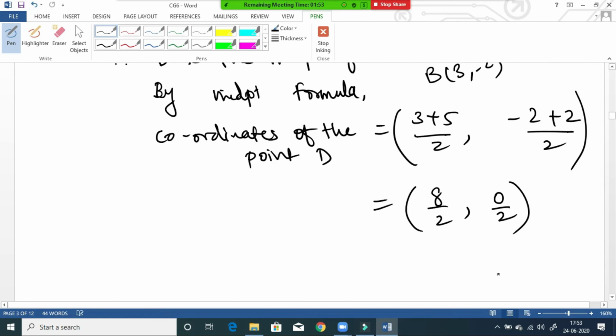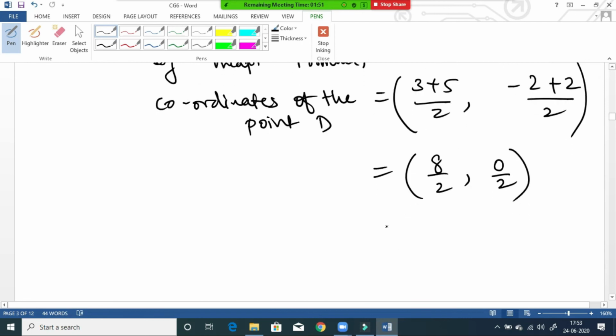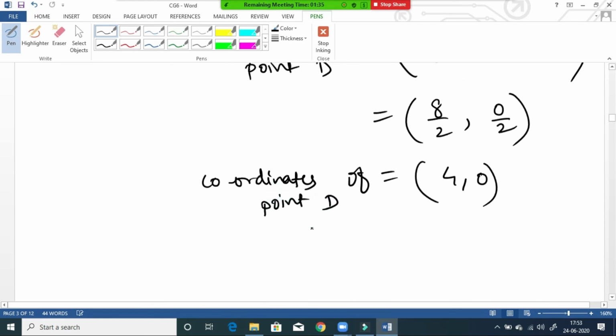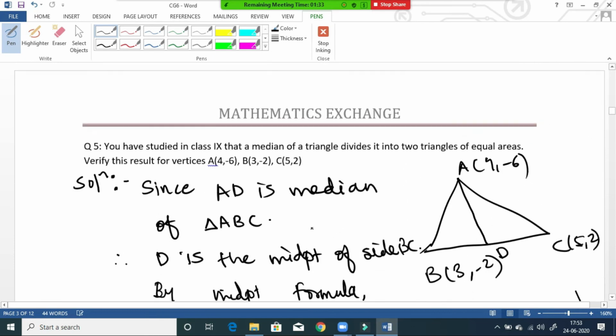So that is equal to, we get the coordinates of the point D is equal to 8 by 2, which is 4, comma 0 by 2 is 0. So 4 comma 0 are the coordinates of the point D. Now we have the coordinates of the point D. So the next step is to find the areas of two triangles formed by the median.